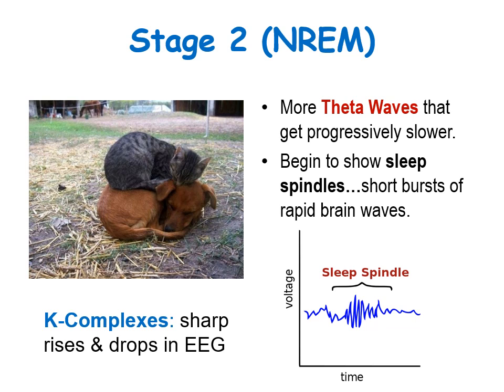Stage two, we have more theta waves, and you're progressively getting slower. You begin to show sleep spindles on an EEG machine. These are the short bursts of rapid brain waves that you see here.